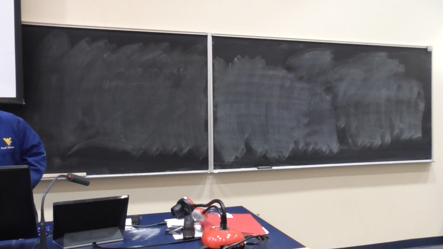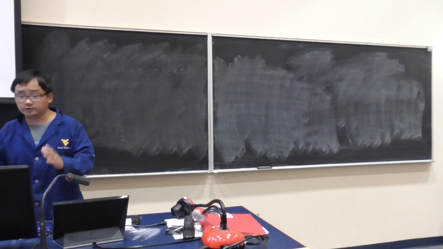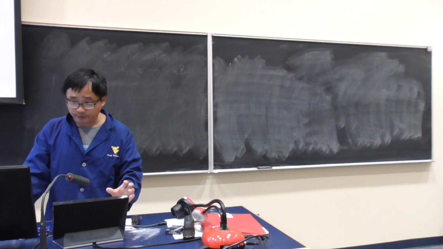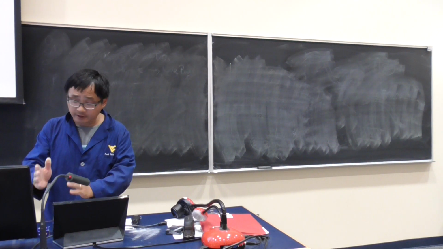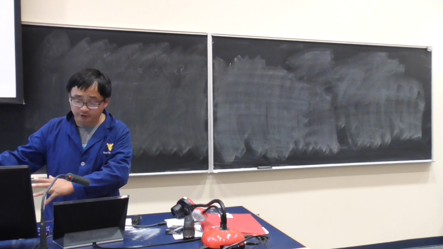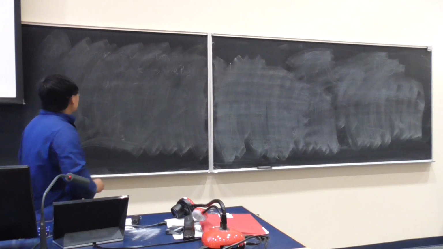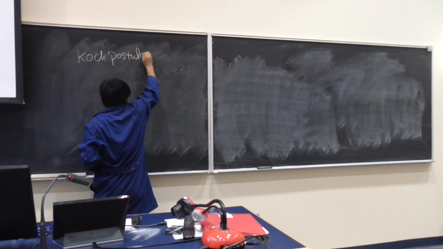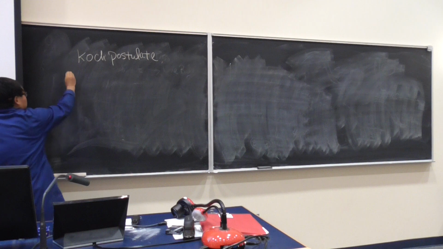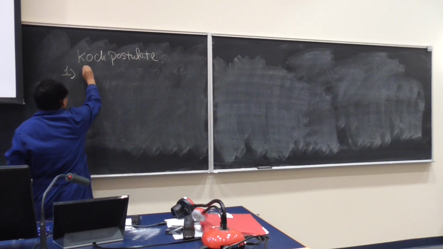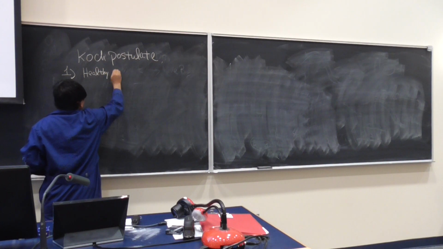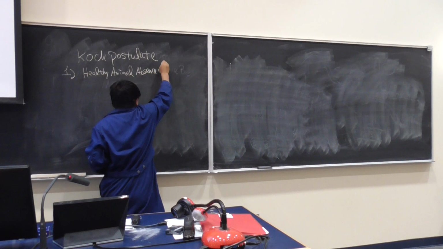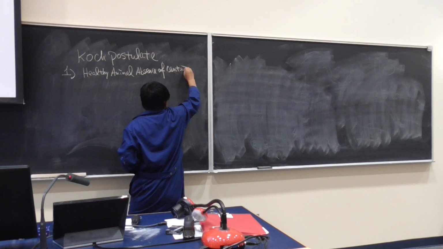Now, Koch, the most important thing he did is Koch's postulates. This well defined the relationship between a bacterium, a microorganism, and a living body, which is an animal or a human being. So Koch has a postulate. So what is that? First thing, a healthy animal has an absence of a certain microorganism.